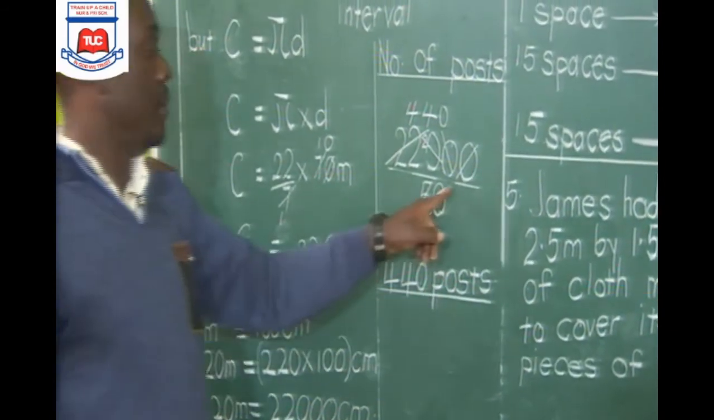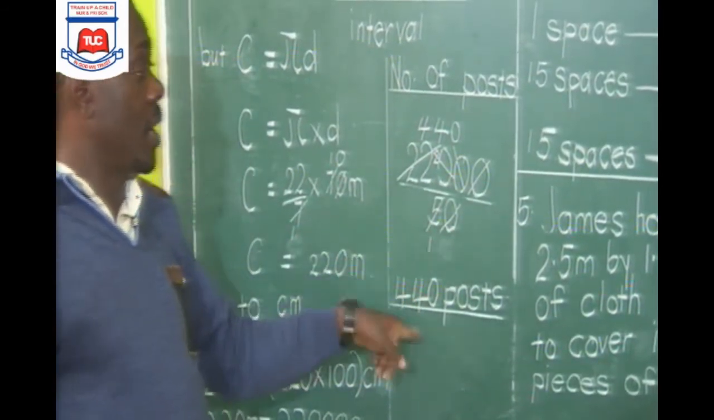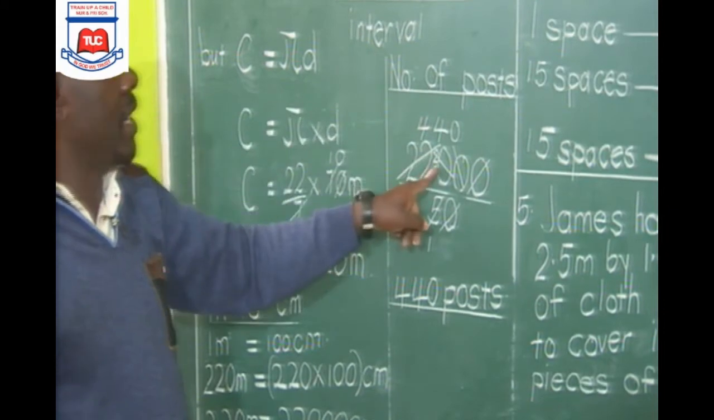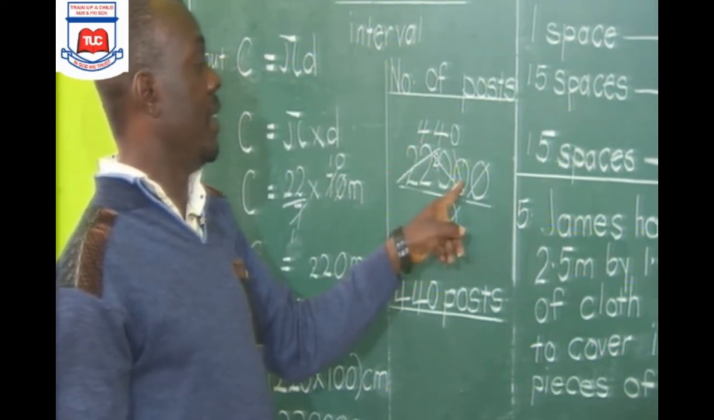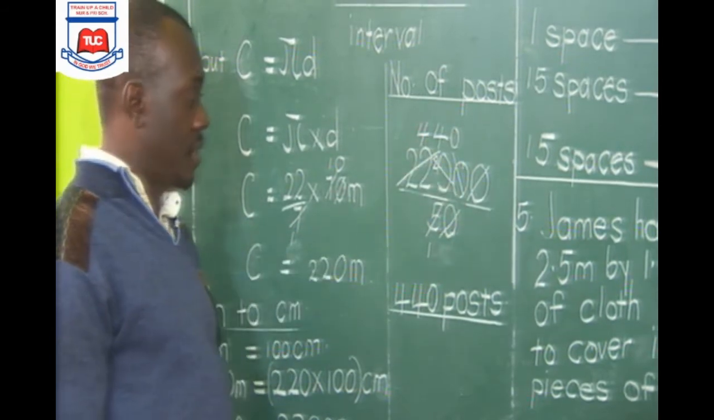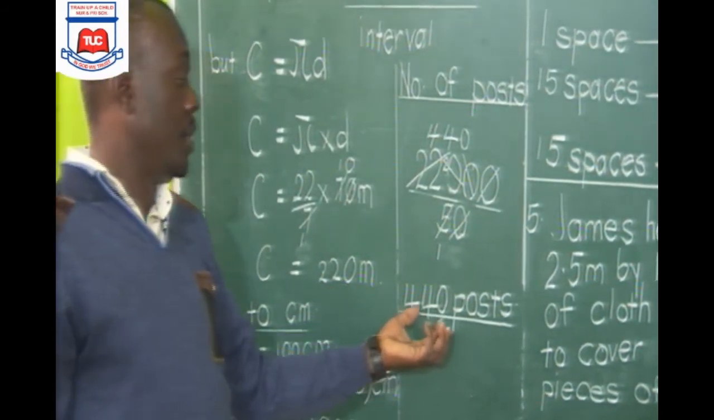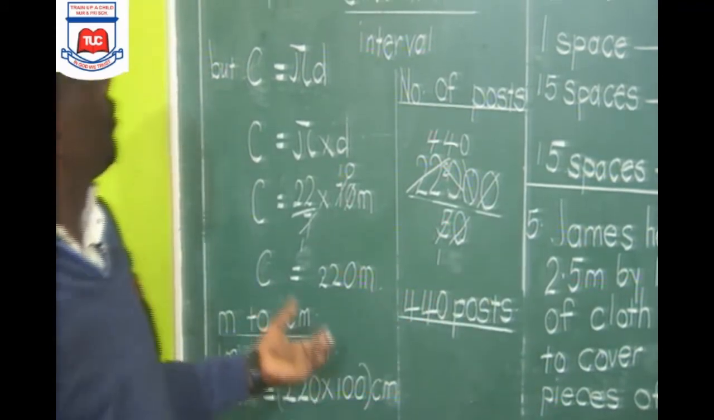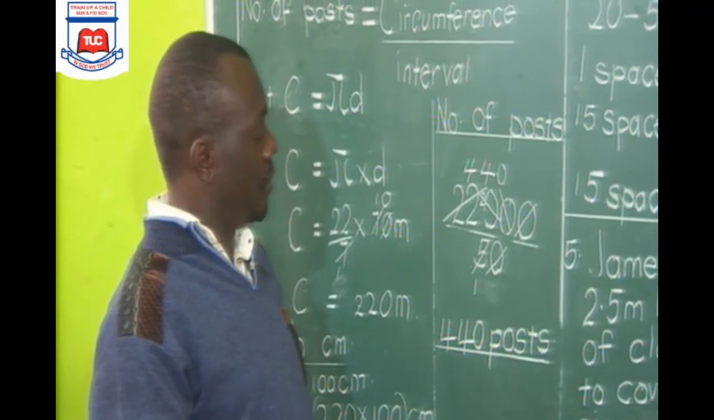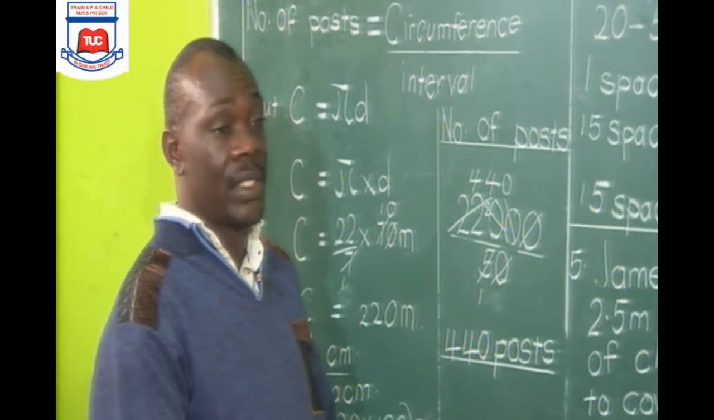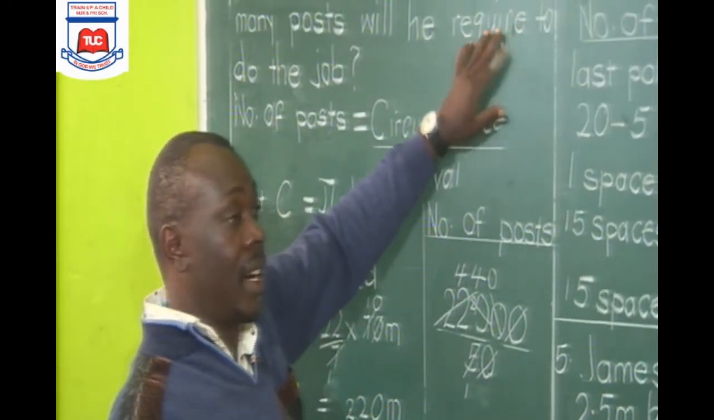Now divide by 10 by 10. Then by 5. 5 divided by 5 is 1. 20 divided by 5 is a 4. And then 0 divided by 5 is a 0. So how many posts therefore? There are 440 posts needed to fence this orchard. That's a garden of fruit trees, to safeguard it from theft or other entrants that are illegal.